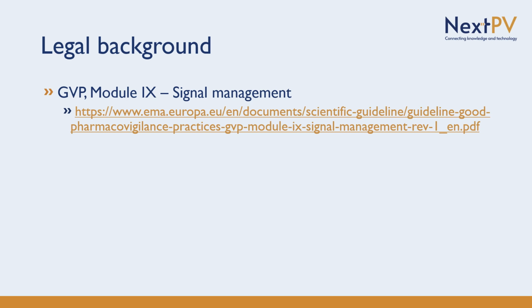Legal background. On this slide, you can see the legal background for signal management. It references Good Vigilance Practice, GVP Module 9, which covers signal management in pharmacovigilance. The legal framework guides the entire signal management process, outlining the requirements for detection, validation, analysis, assessment, and recommendations for action. Understanding these legal requirements is essential for compliance and ensuring that signal management activities are carried out in accordance with regulatory standards.